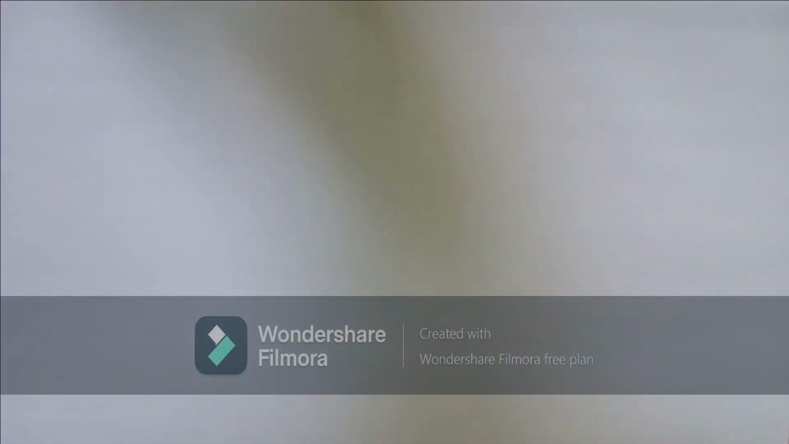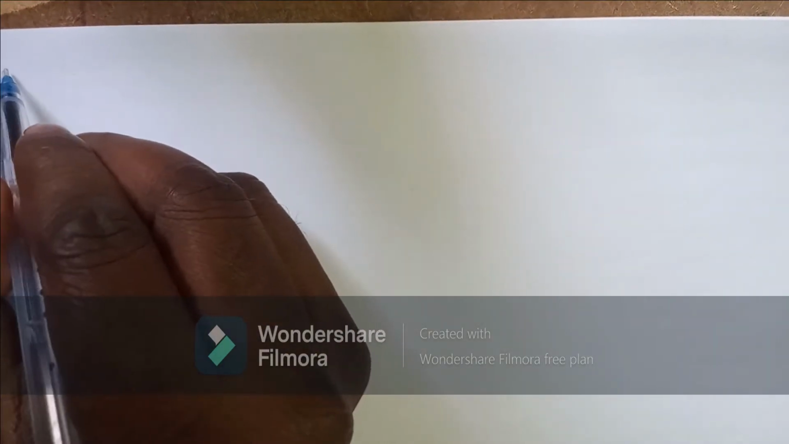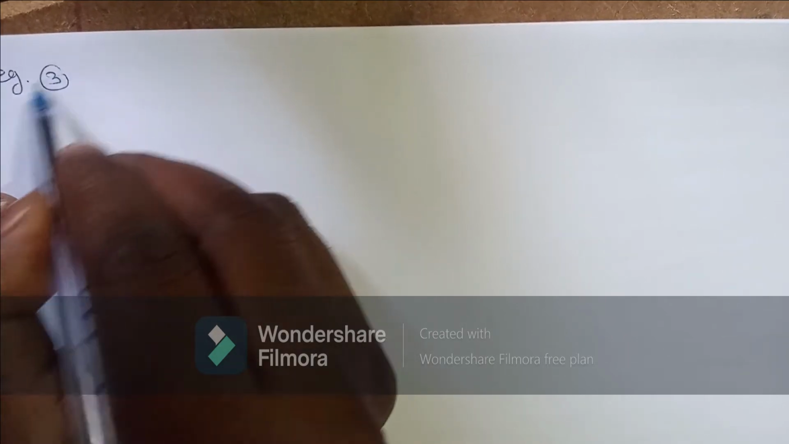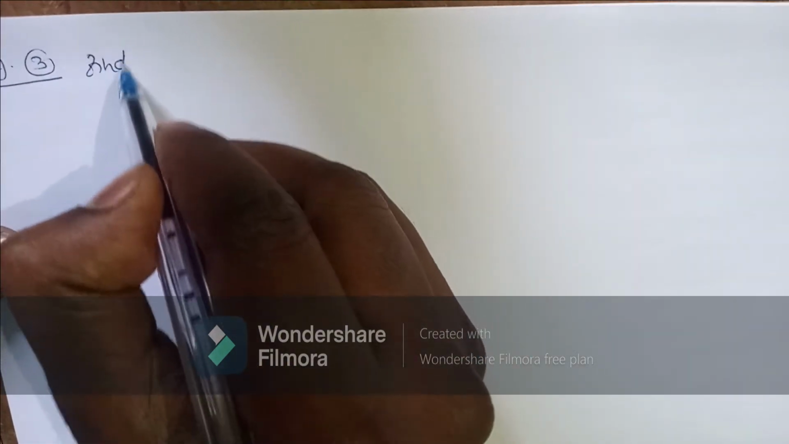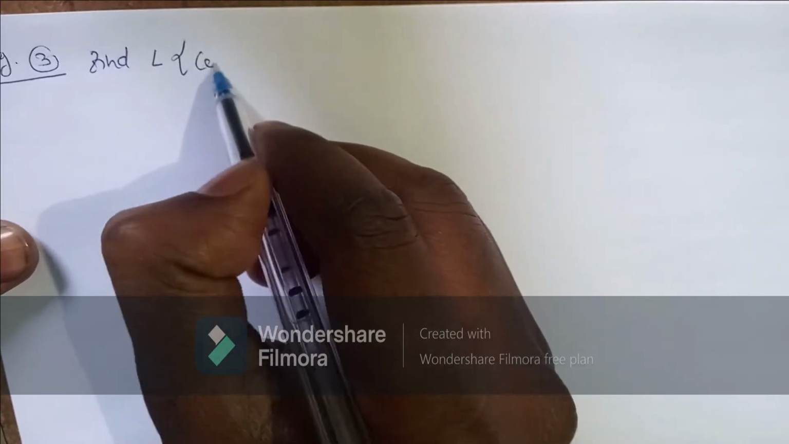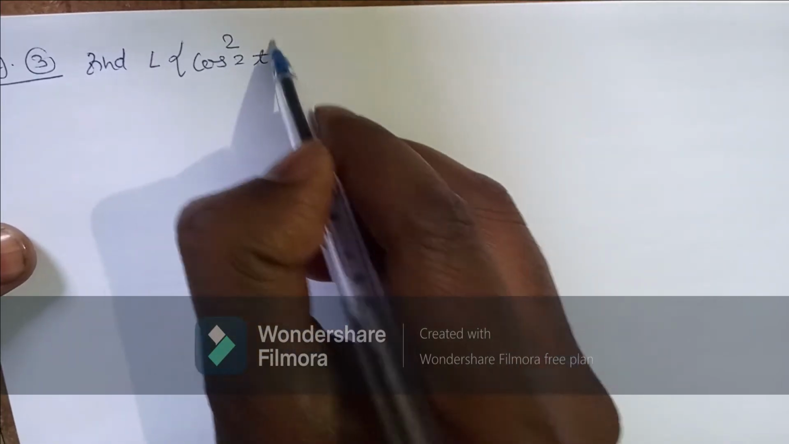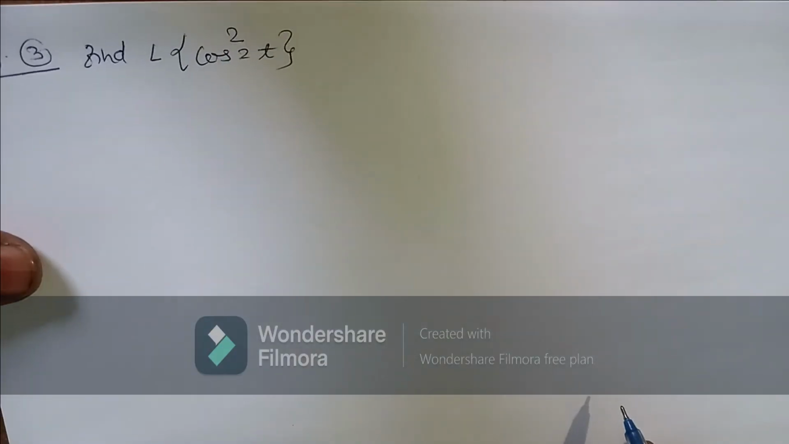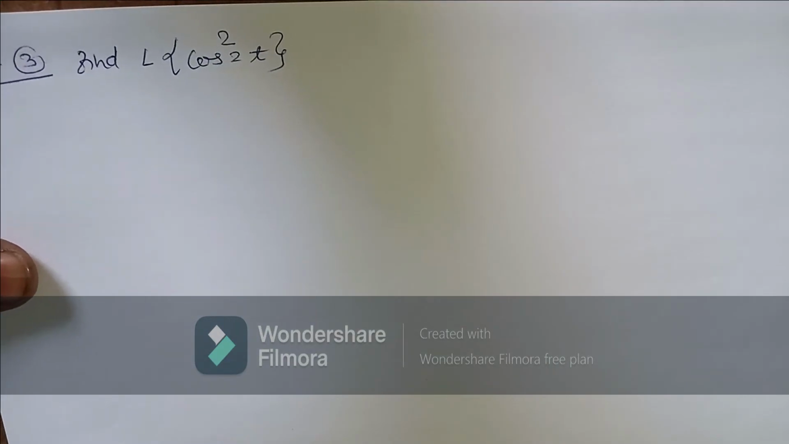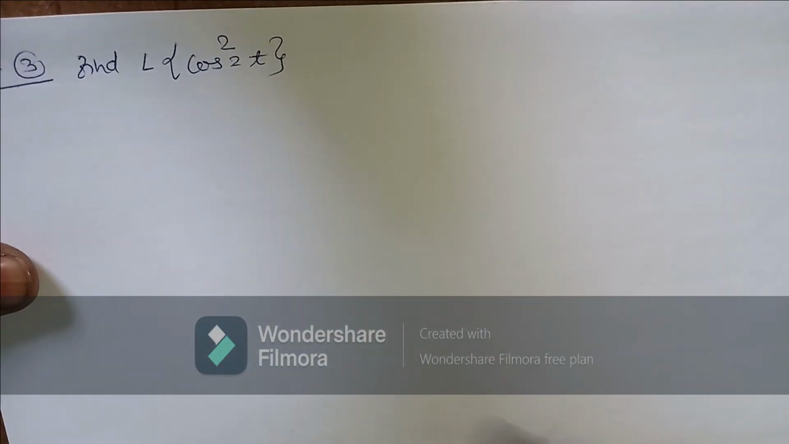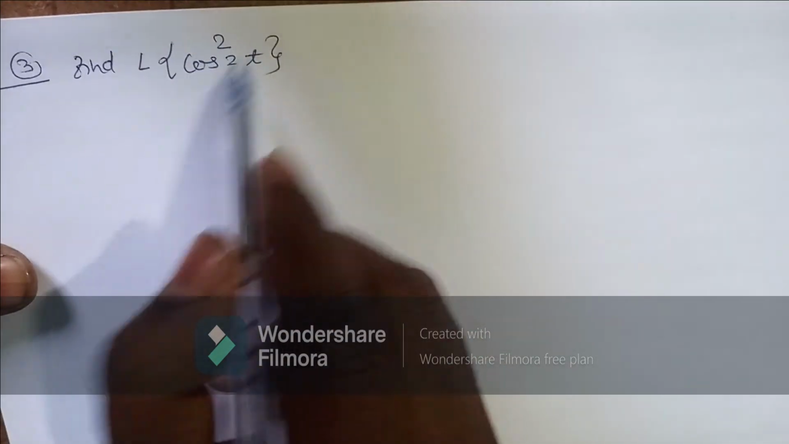Okay, now let us try to solve the third example, example number 3. Now this example will depend on the basic formulas. So find Laplace transform of cos square 2t. So this is the example. Now how to simplify this example? Because in the 8 formulas we have given, this particular formula is not there. So how to simplify this?